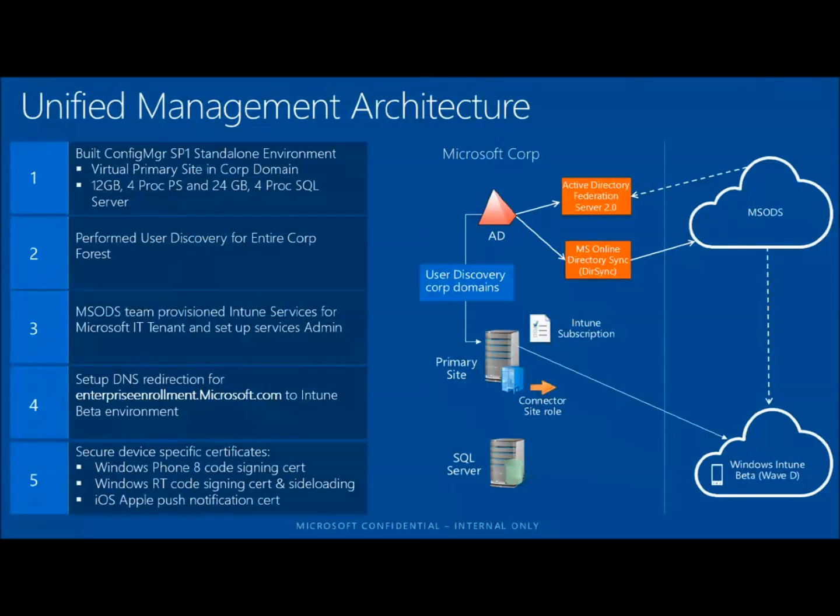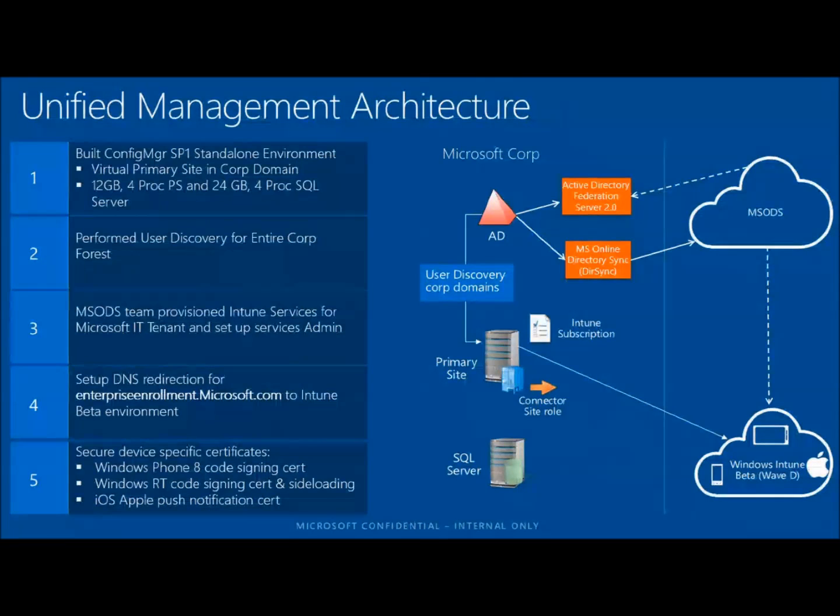From a device perspective, some of the prerequisites for the devices that we had to enable was we had to get a Windows Phone 8 code signing certificate. This has to be a VeriSign cert. We worked with the app team to get this code signing certificate, and we worked with the app team again to get the Windows RT code signing certificate and the side loading keys.